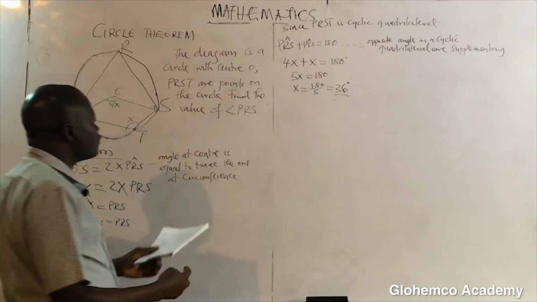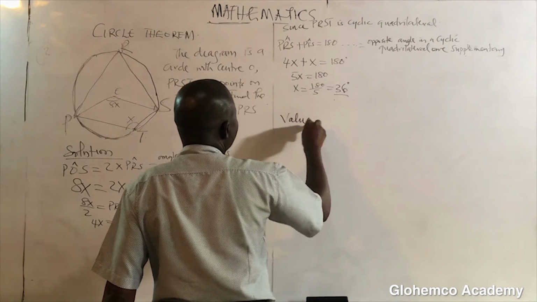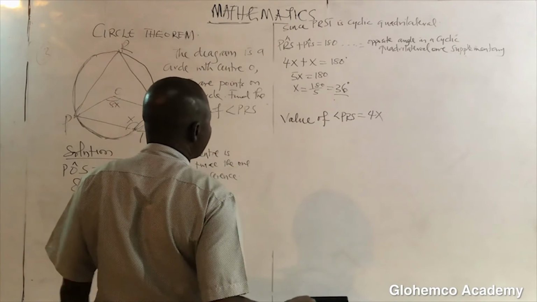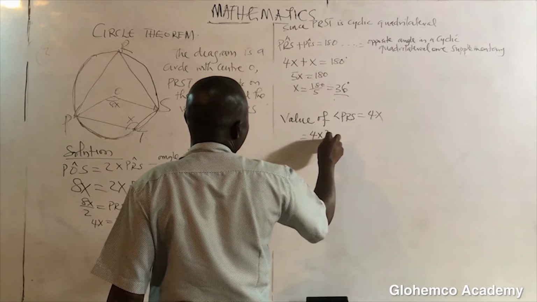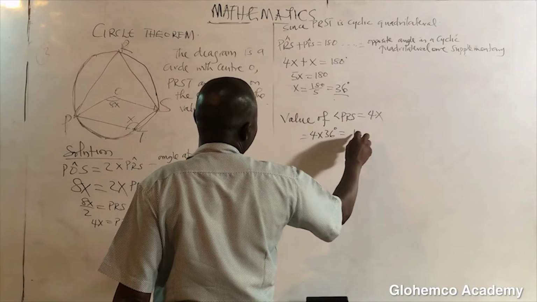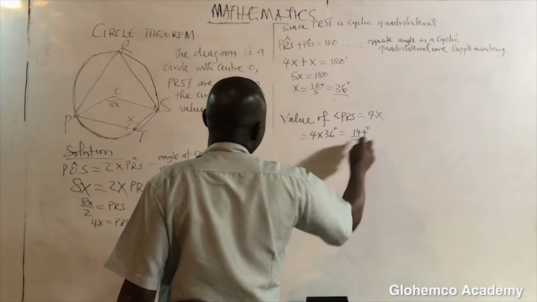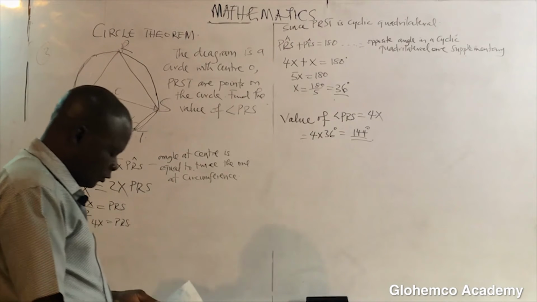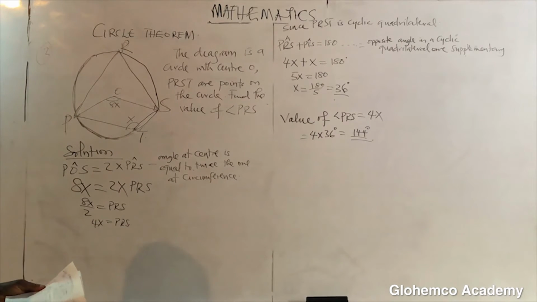Now, we have to get the real value of PRS. PRS equals 4x. So we say 4 multiplied by 36, that is 144 degrees. PRS equals 144 degrees. And that's the value that we are asked to calculate from this particular question. So our value now is 144 degrees. Let's look into another one. I want to look into another problem that we can solve.